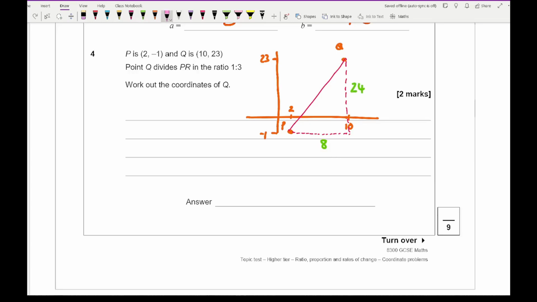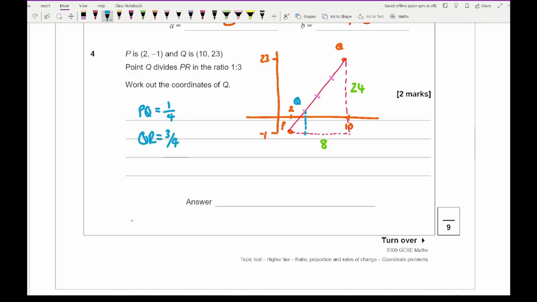So then what I want to do is, we know that Q is in the ratio of 1 to 3. So if I look at the line of PQ and I split that into quarters, then point Q is going to be here. So it's 1/4 of the points. So it's going to be here. This is what I need to find. So looking at this, well, we know that P to Q is going to be 1/4, and Q to R is going to be 3/4.